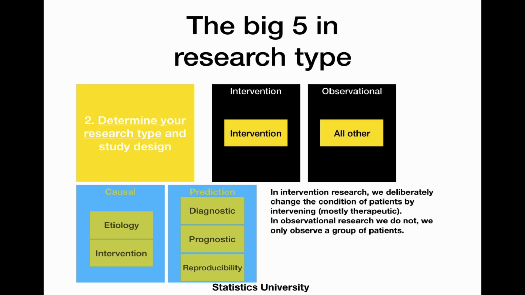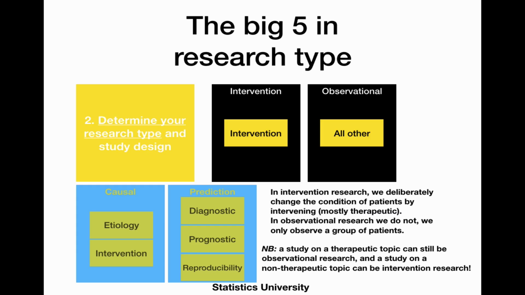Note, however, that a study on a therapeutic topic can still be observational research. For example, if we look at prognostic factors in patients that are all treated with a certain type of surgery, then we don't deliberately change the status of some of the patients and compare that with the others.